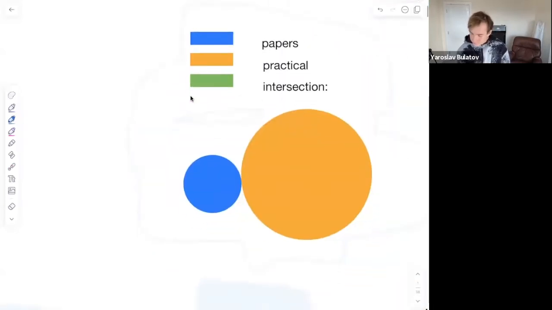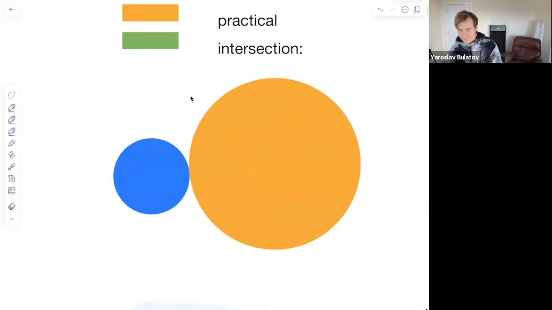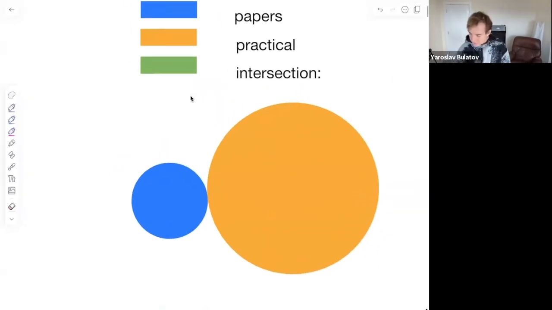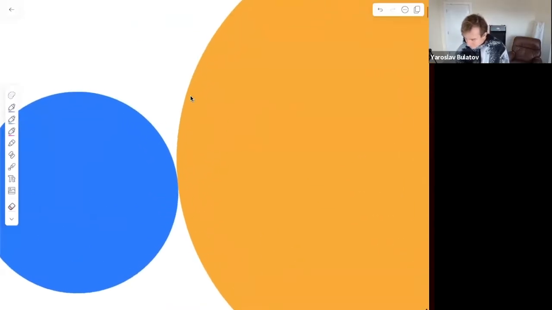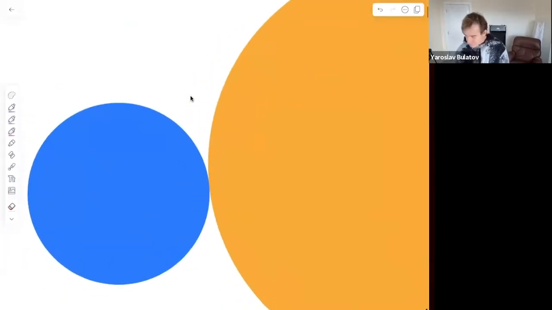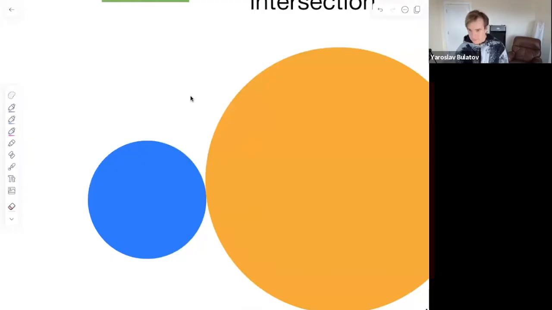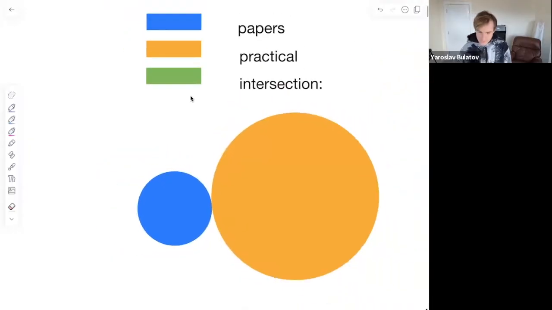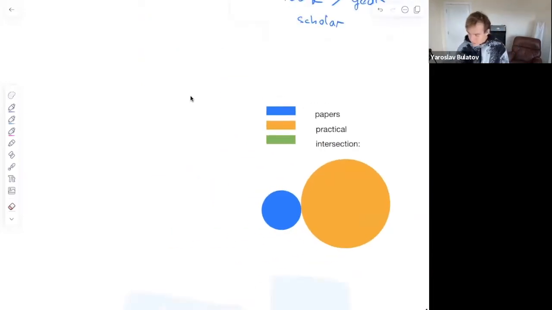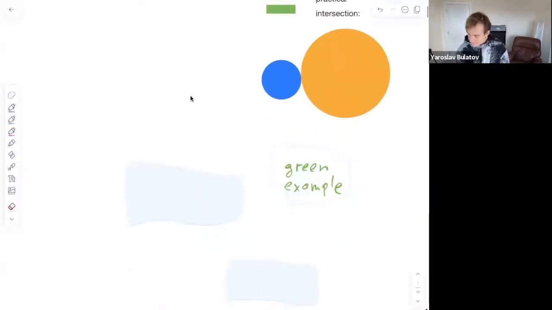So essentially, the picture looks like this. You have this orange stuff. This is the stuff that's practical, that works. There are these published papers, which is blue. And somewhere there is an intersection. And if you zoom in really far, if you have a very high resolution screen, you'll see a little green pixel in there. So this is the intersection of papers which are both published and practical. And the interesting question to answer is, why is this intersection so small?